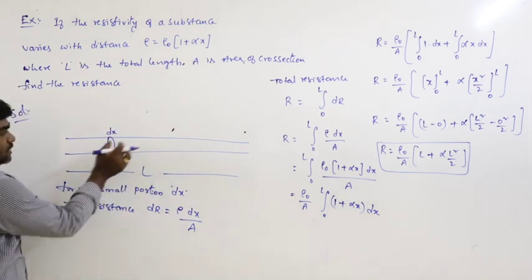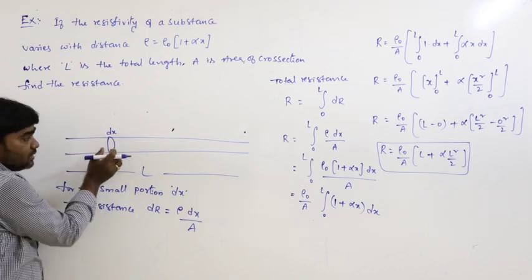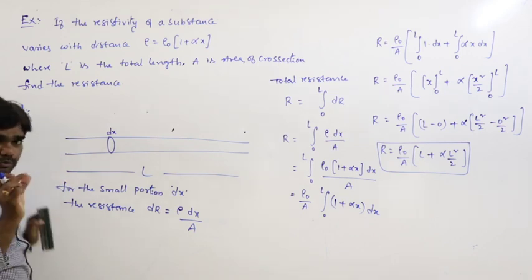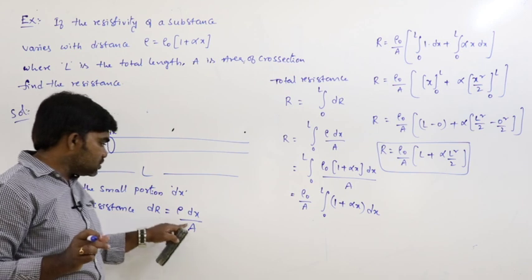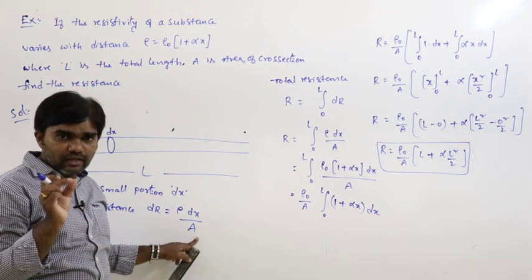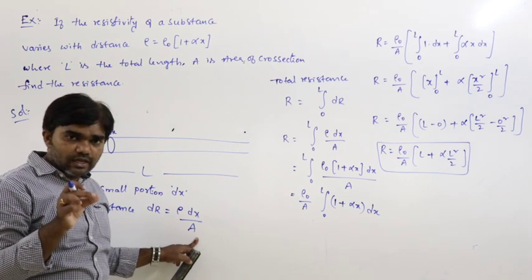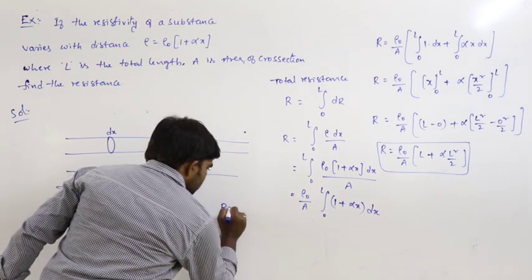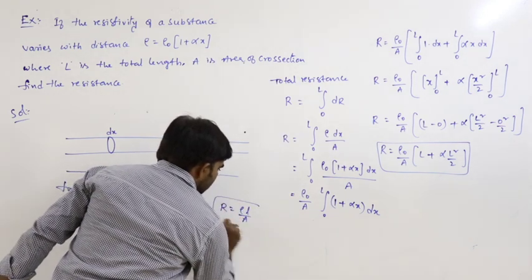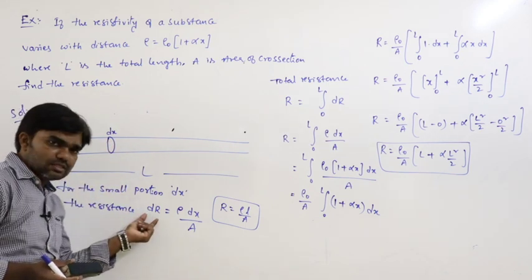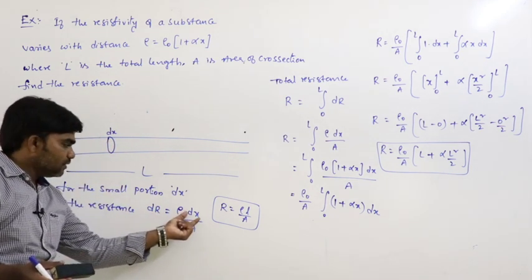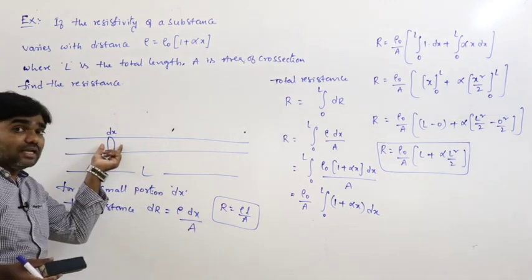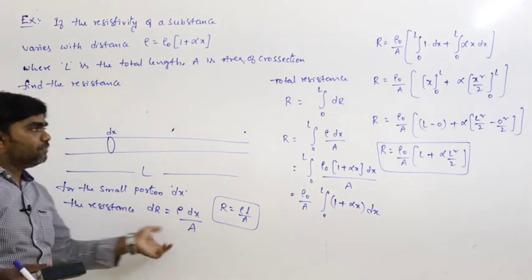So for that purpose, we are considering a small portion of thickness dx and area of cross section A. What is the resistance of this small portion? We know the resistance formula, rho L by A. So the small resistance dR is rho, the resistivity, times dx by A, because we are considering the length of that portion as dx, divided by A.